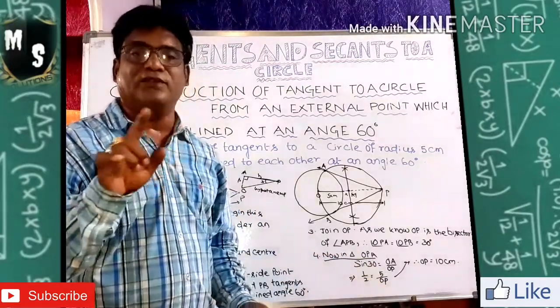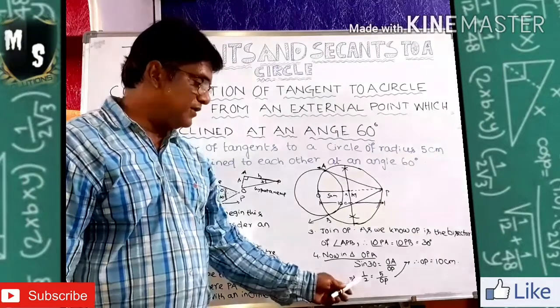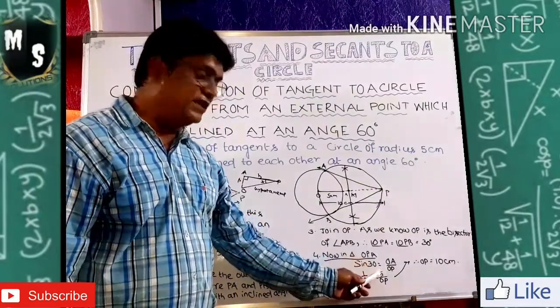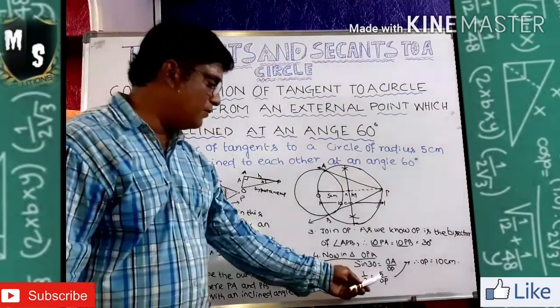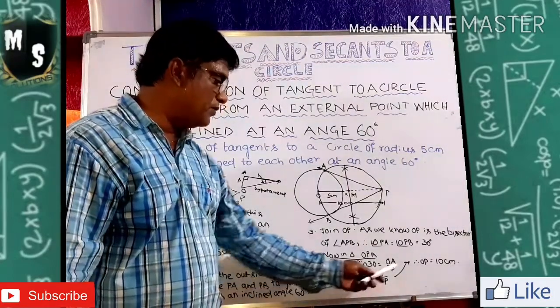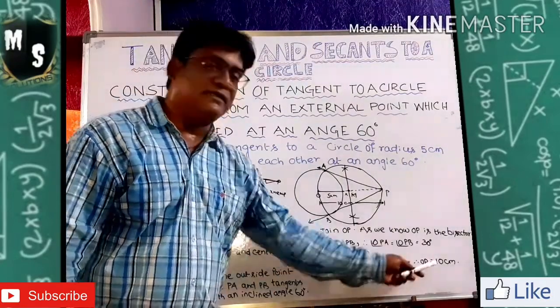So what is the sine 30 value? Sine 30 value is 1 by 2. Remember it. 1 by 2 is equal to OA by OP. OA is 5 centimeter, OA is 5, given. So 5 by OP. Then cross multiply: OP into 1 is OP, 2 fives are 10 centimeter.